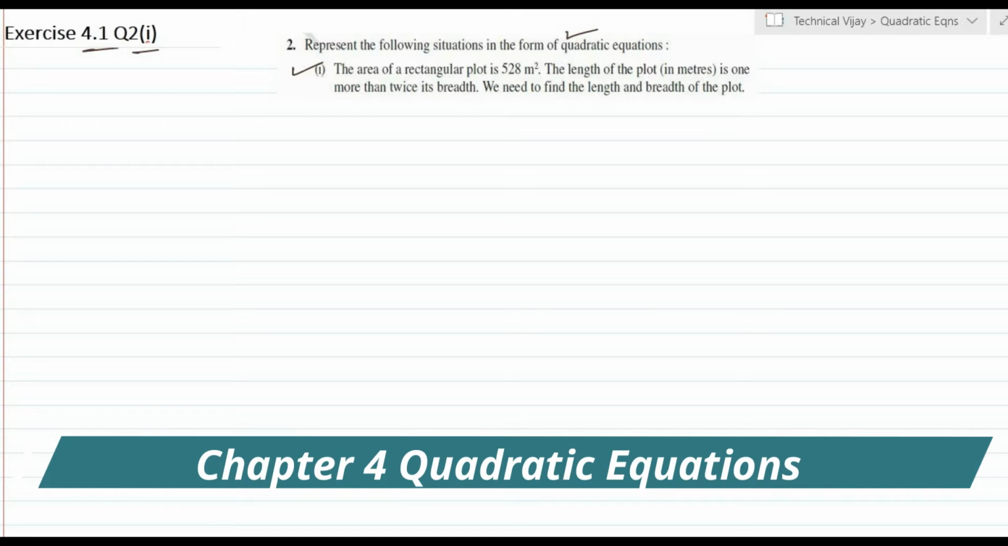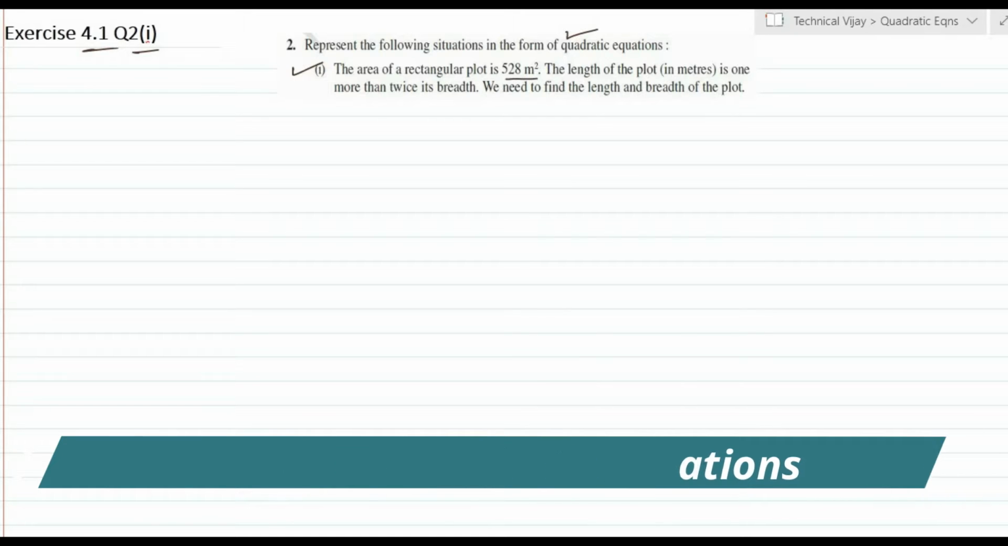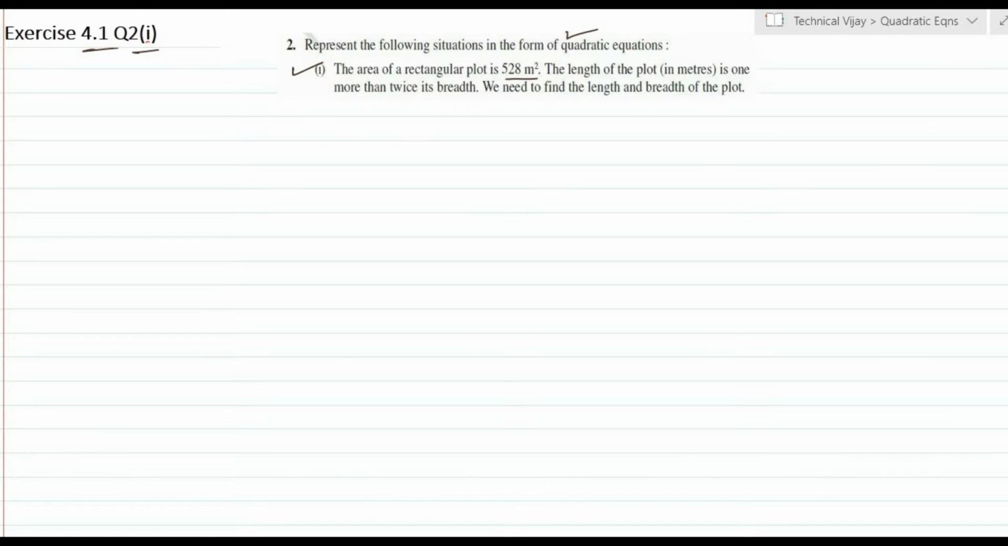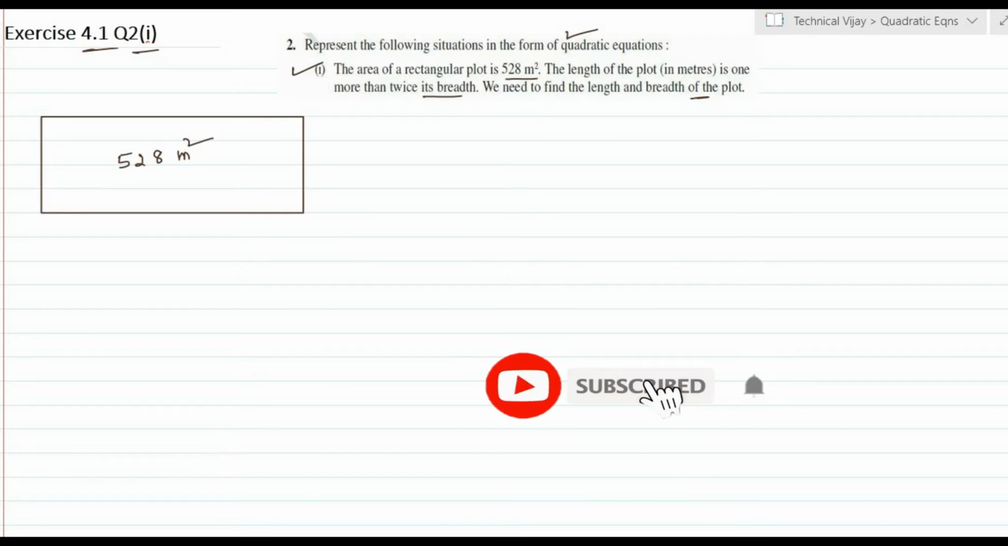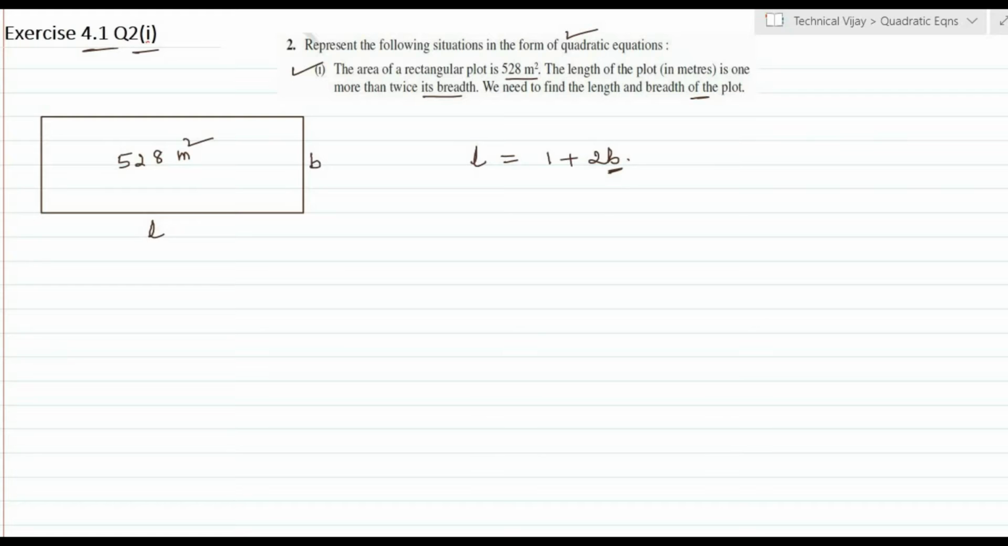The area of a rectangular plot is 528 square meters. We have discussed in the introduction that the length of the plot in meters is 1 more than twice its breadth. We will see it once again; we need to find the length and breadth of the plot. He has given that the area of the rectangular plot is 528 square meters. This is the length and this is the breadth. The length of the plot is equal to 1 more than twice its breadth. So in this way it is given.